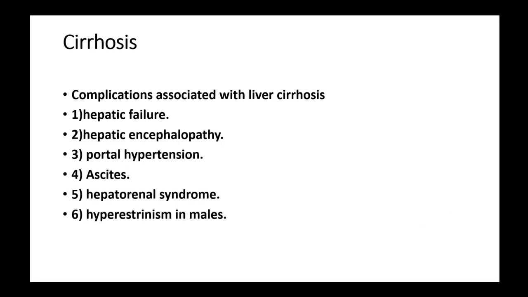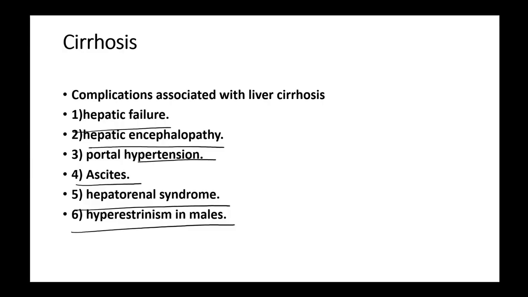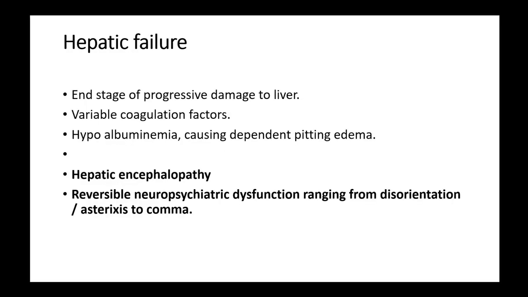So next is, what are the complications associated with liver cirrhosis? We will be discussing these complications one by one. So hepatic liver failure can happen, hepatic encephalopathy can happen, portal hypertension, ascites, hepatorenal syndrome, hyperestrogenism in male, estrogen level will go up. Hepatic failure. Basically, end stage liver disease is hepatic failure.